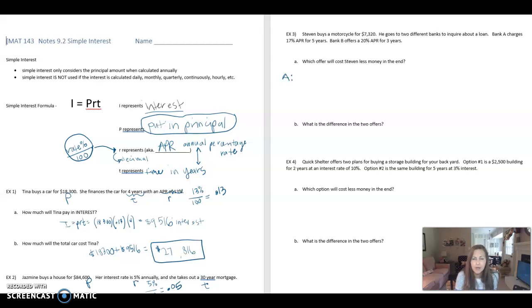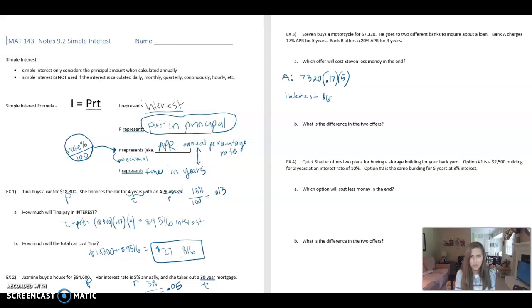All right, I'm going to speed up the process here because I think you get the point. He puts in $7,320. His rate at Bank A would be 0.17, and his time at Bank A is going to be 5 years. So in interest at Bank A, Stephen would pay 7,320 times 0.17 times 5. Oh, is this possible? $6,222?